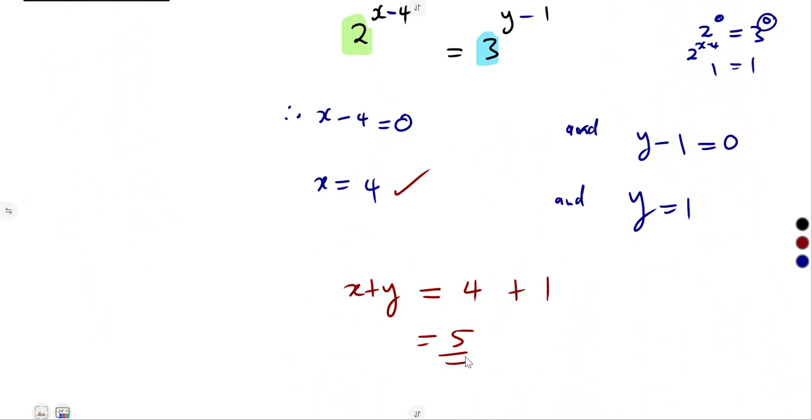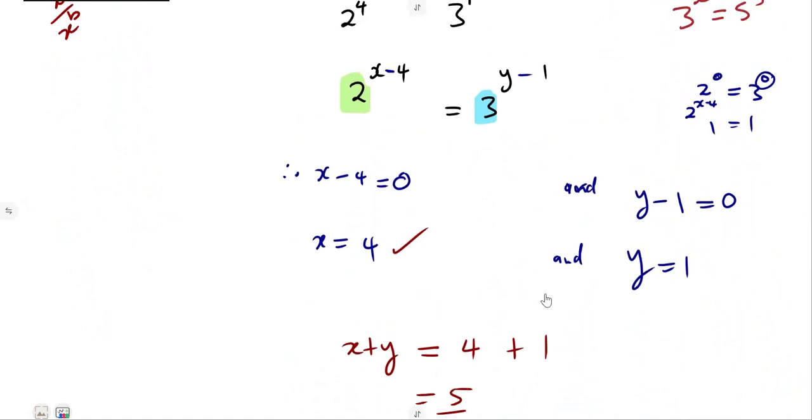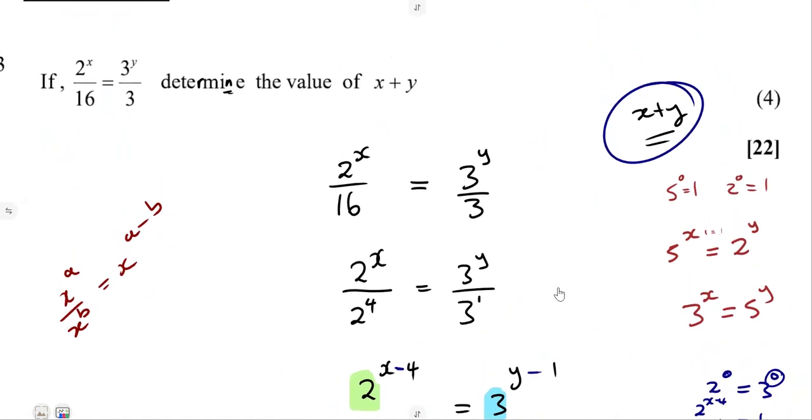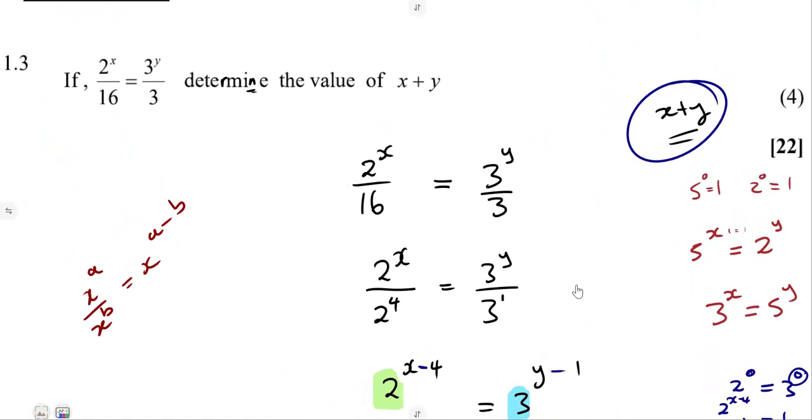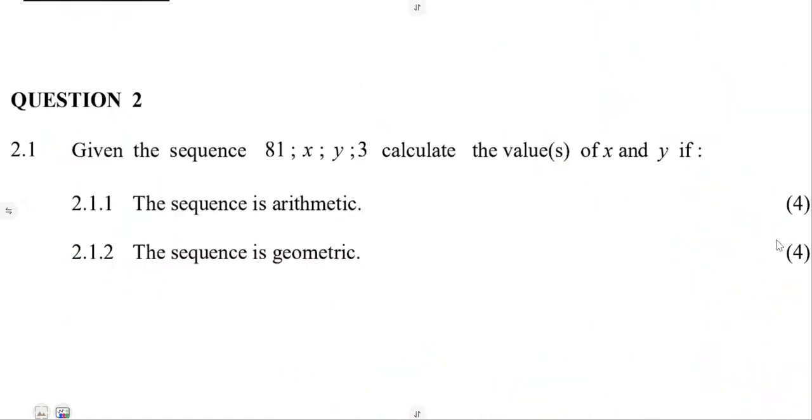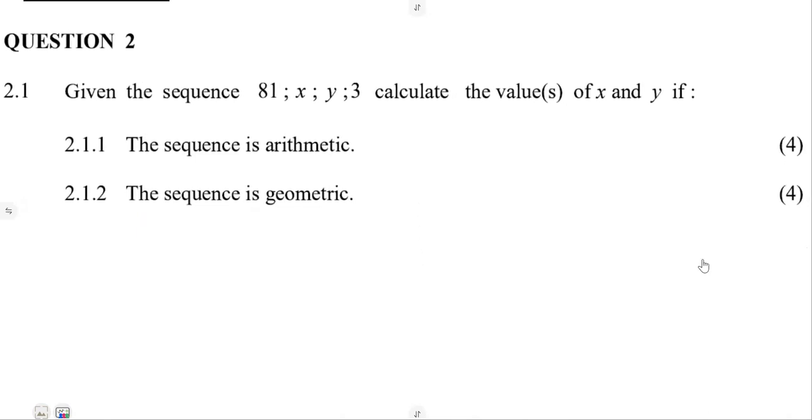So the answer was supposed to be what? 5. Just like that, all right? So this is how these questions might be given. Question number 2, given this sequence, they did not even tell us if it is arithmetic or geometric, all right, no problem. So that is what you're given, guys.